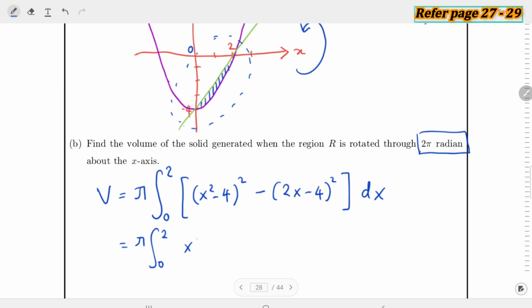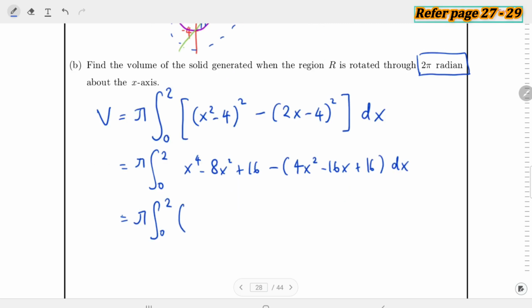So here it becomes x to the power of 4 minus 8x squared plus 16, minus, we expand this, 4x squared minus 16x plus 16, with respect to x, from 0 to 2. So x to the power 4 is single, and then x squared, negative 8 minus 4 is negative 12x squared, plus 16x. So this is the only function left.